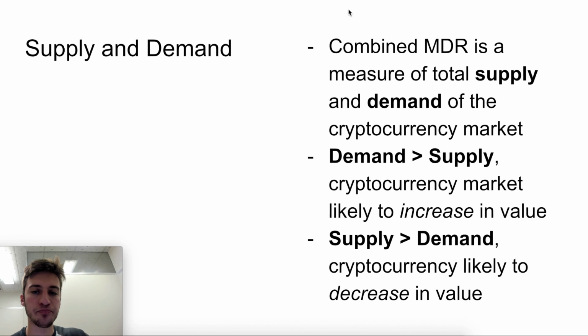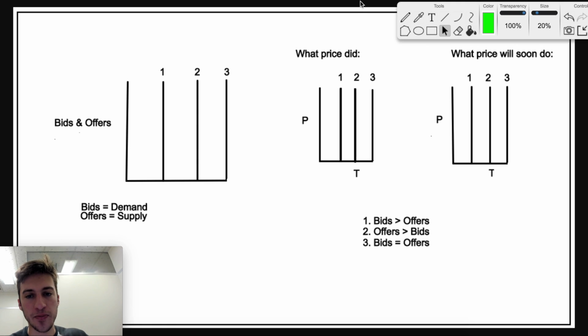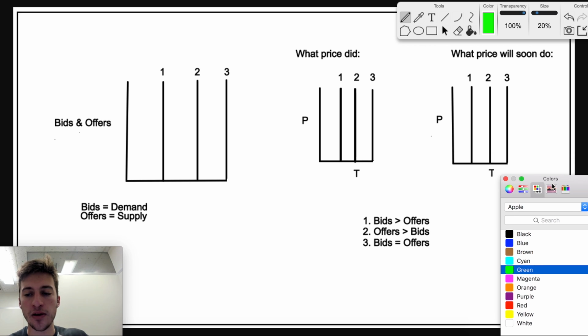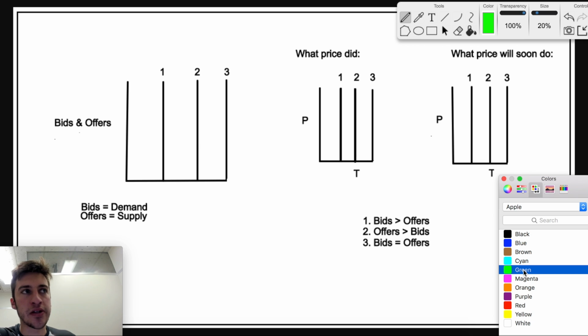Now what we're going to look at is, that was like the intro to economics. Now we're going to go a little bit deeper into economics. And when we do this, what we're looking at is MDR and the bids and offers of coins. So what I wanted to show here is different kinds of situations that can occur with the bids and offers, and showing what price is likely to do because of each of these situations and why that should happen. So let's get right into it.